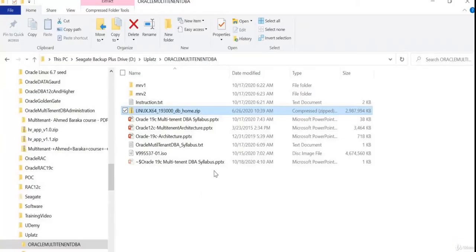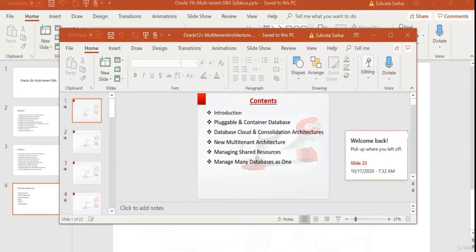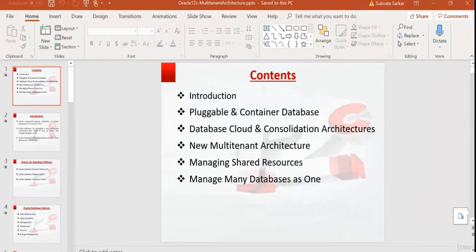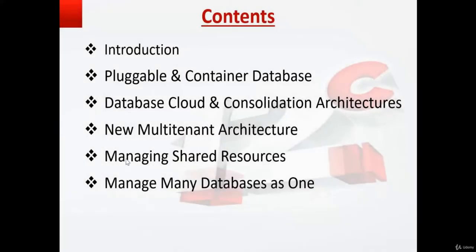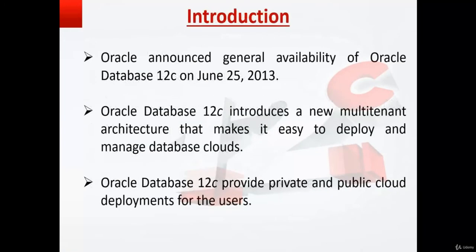Next, let's talk about Oracle Multitenant Architecture. As I have said, Oracle Multitenant Architecture has been introduced in version 12C of the database. Oracle announced the general availability of Oracle Database 12C on June 25, 2013. Oracle Database 12C introduces a new multitenant architecture that makes it easy to deploy and manage database clouds. Oracle 12C provides private and public cloud deployments for users.